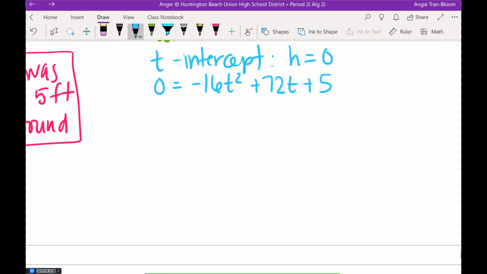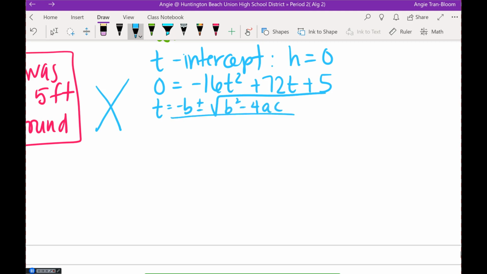Let's try factoring. If you can't factor, what's your next move? I don't want to subtract 5. Remember, this is a quadratic equation. You want it equal to 0, so you can factor. If you can't factor, use the quadratic formula. Should we try that? Okay, here we go. t equals negative b plus or minus the square root of b squared minus 4 times a times c, all over 2 times a. All right, let's plug it in. What's your b value?